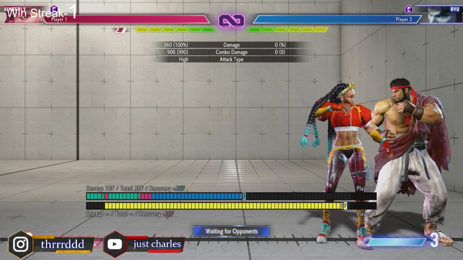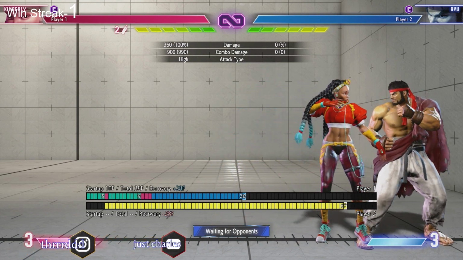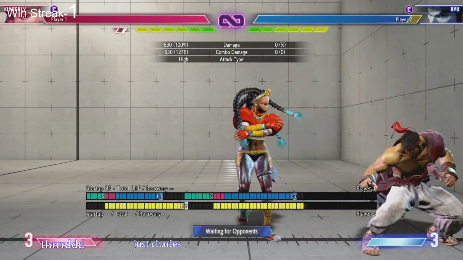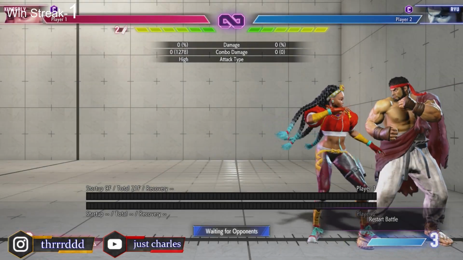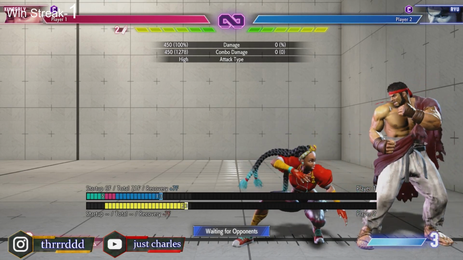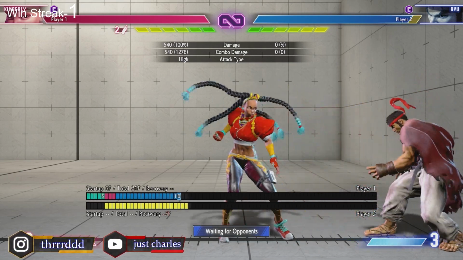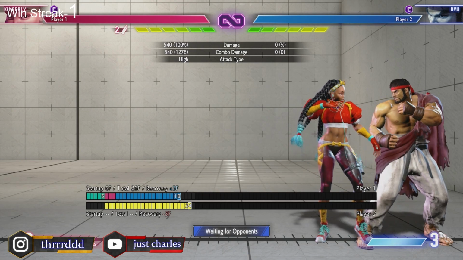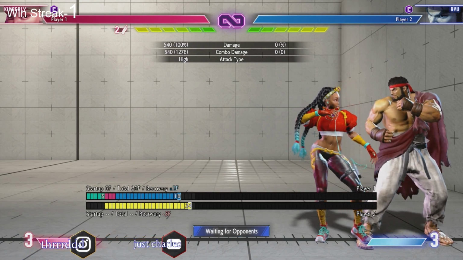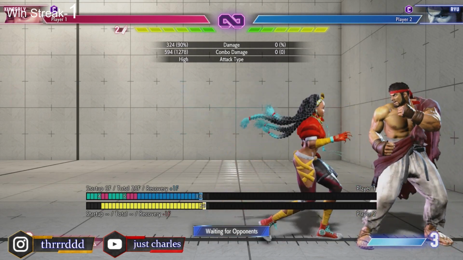Way too much. So a target combo is basically it just connects to each other. This down medium punch into standing medium punch. This crouching medium punch into standing medium punch is a link. There's not a true string. A string is where you can do 1, 2, and it connects automatically.